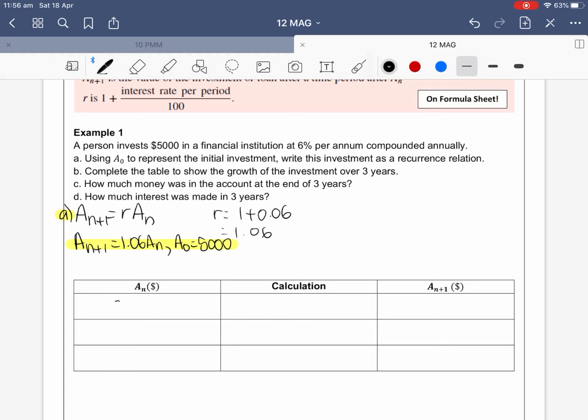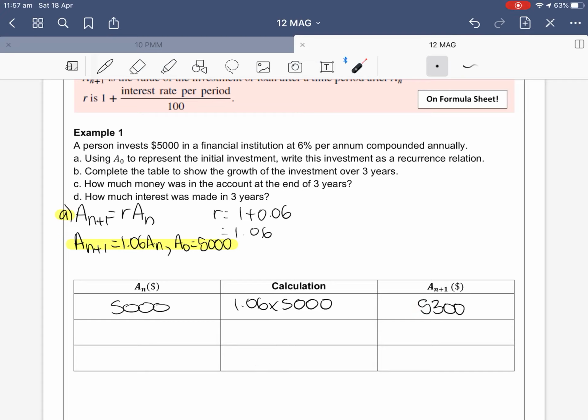In the first year, originally we put $5,000 in, okay? The calculation based on this formula is that 5,000 is A(n), and we're just going to multiply that by 1.06. So our calculation is 1.06 times 5,000. And that gives us, at the end of the year, $5,300 in the account. So this is just after the first year. We started with 5,000, it compounded, and we end up with 5,300 at the end of year 1.